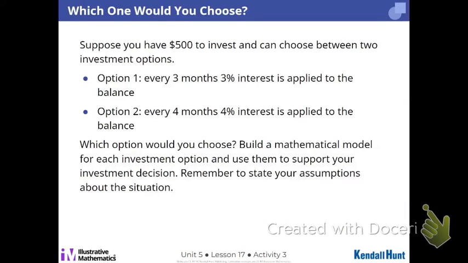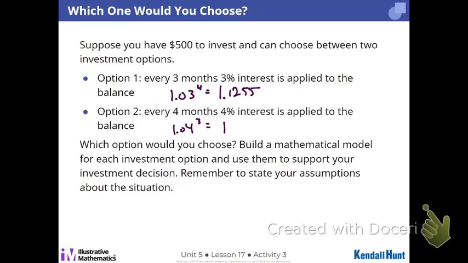I'm going to show you the expressions I used. So I just looked at the growth factor. I didn't need to know the 500 because they're both getting invested the same amount. So I said 1.03 to the 4th, which I got as 1.1255. And I did 1.04 to the 3rd power.